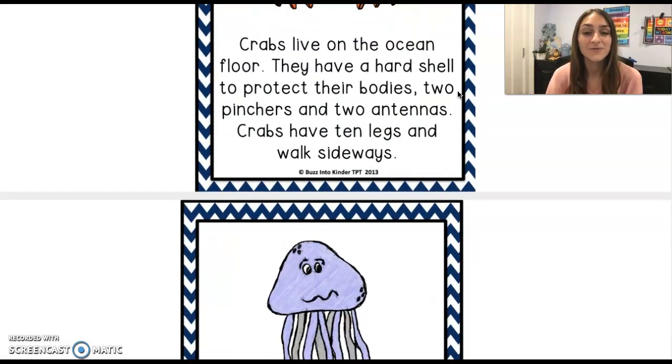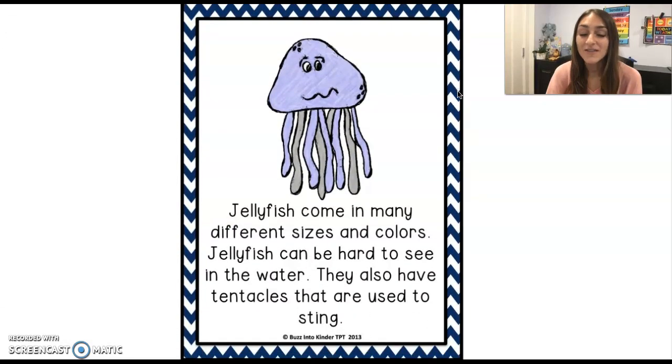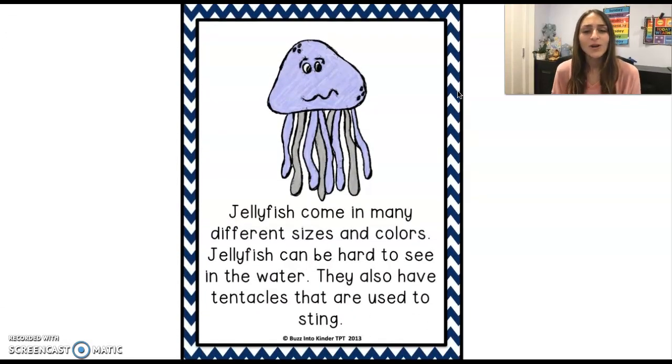Let's learn about another ocean animal. So crabs live on the ocean floor. What ocean animal do you think this is? This is a jellyfish. Jellyfish come in many different sizes and colors. Jellyfish could be hard to see in the water. Why do you think they could be hard to see in the water? They also have tentacles that are used to sting. So these are their tentacles down here.